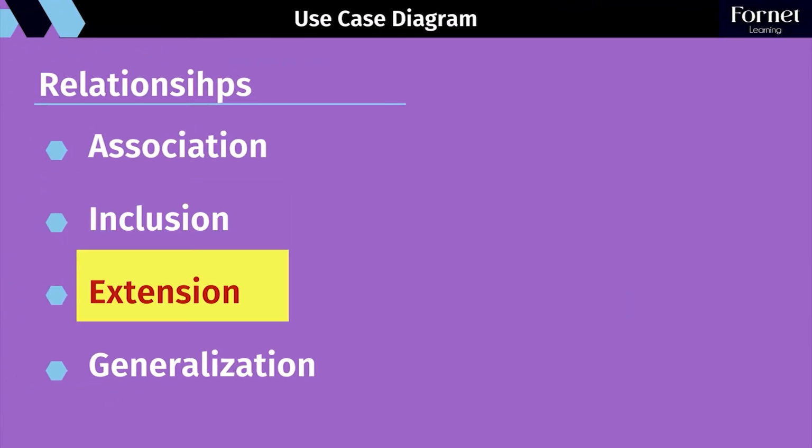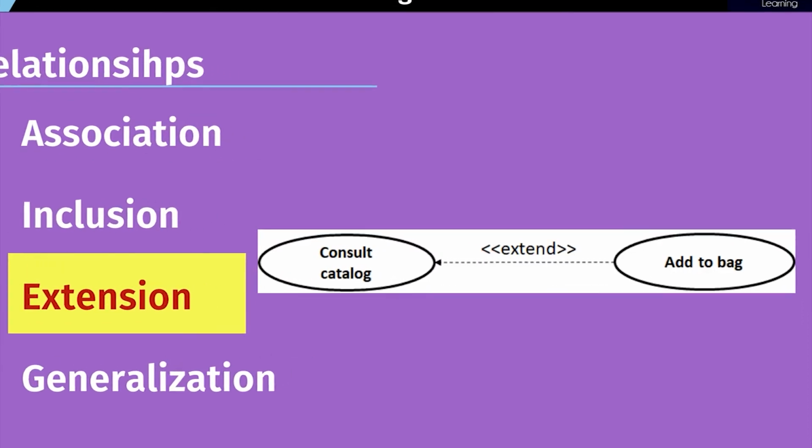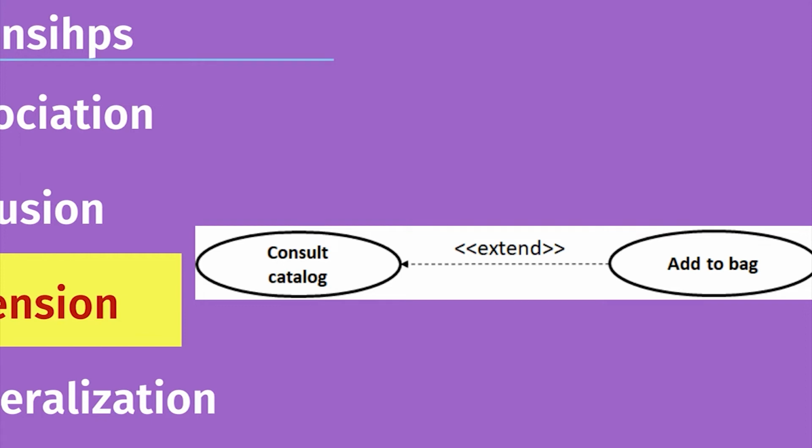The third relationship is extension. This relationship is used to indicate that the destination use case is not always necessary for the primary use case, but it can be in some situations. For example, the use case consult catalog and the use case add to bag. So we have add to bag extends consult catalog. On online shopping websites, you can see the catalog products. If you are interested in a given product, then you can add it to the bag. So the use case add to bag is just optional.